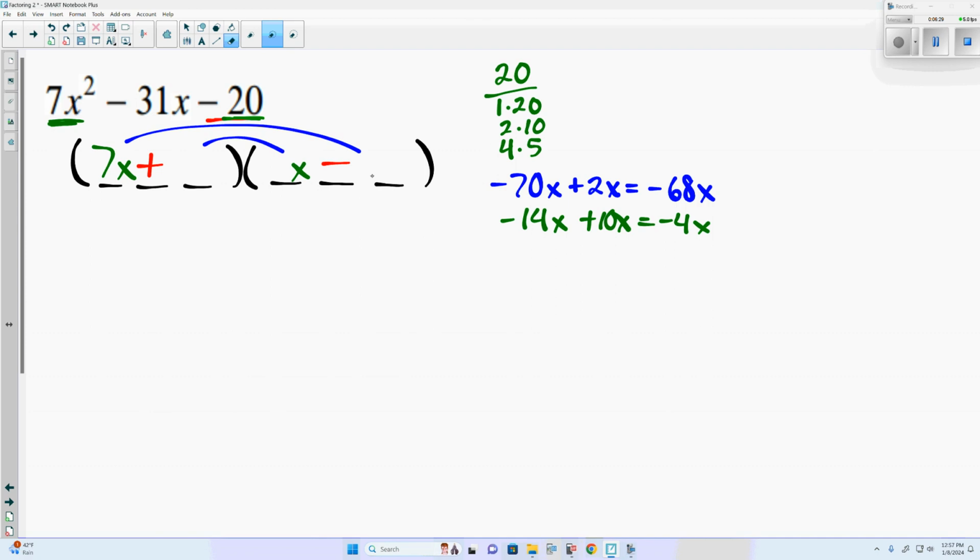So we can indeed try 4 and 5. Next. 7x times negative 5 is negative 35x. 4 times x is positive 4x, so plus 4x. Negative 35x plus 4x is negative 31x. Is that the middle term we wanted?